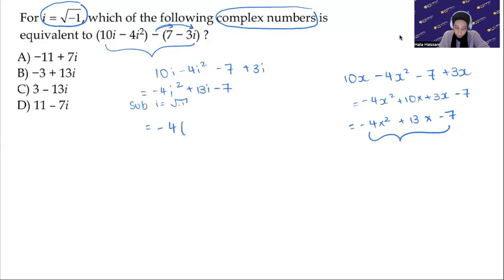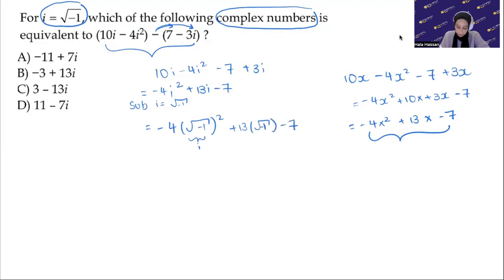Instead of i squared, I'll have root -1 all squared, right? Because that's the i, and we know it was i squared, so I just squared that entire bracket. And then I have plus 13 times, well, I was -root 1, so I'm going to say root of -1 minus 7.